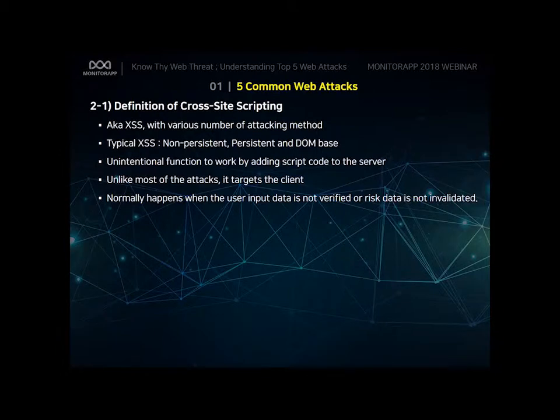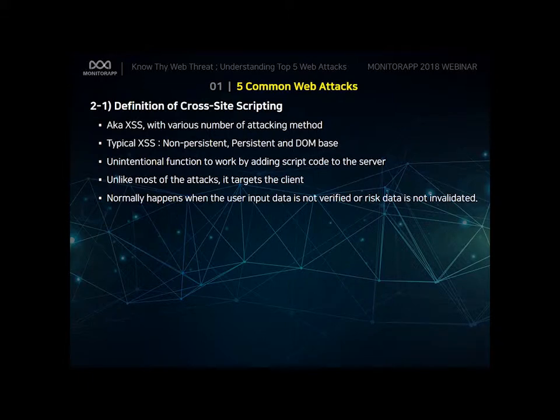Next is cross-site scripting, also known as XSS. Among the 5 web attacks, XSS is the only attack type that targets the client, not the web server. There are mainly 3 types of attacks: persistent type, non-persistent, and DOM attacks. XSS is a formal attack that inserts code into a web server to make it behave in an undesirable manner. Therefore, in order to insert code into a web server, attacks are mainly performed in a place where data is freely stored, such as a bulletin board, but attacks can be performed in various ways.